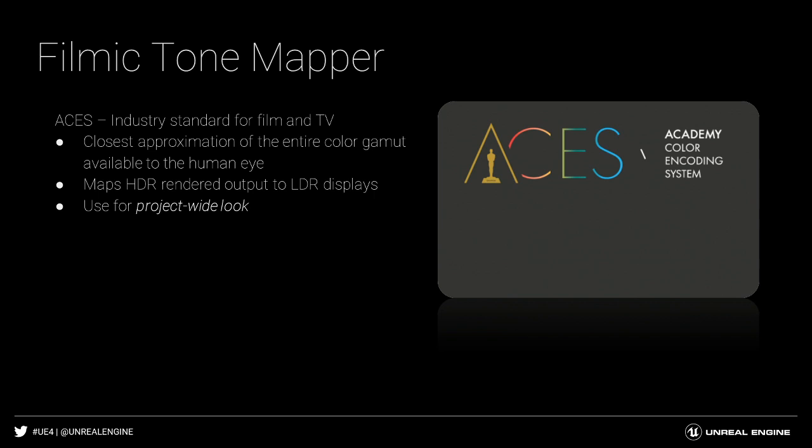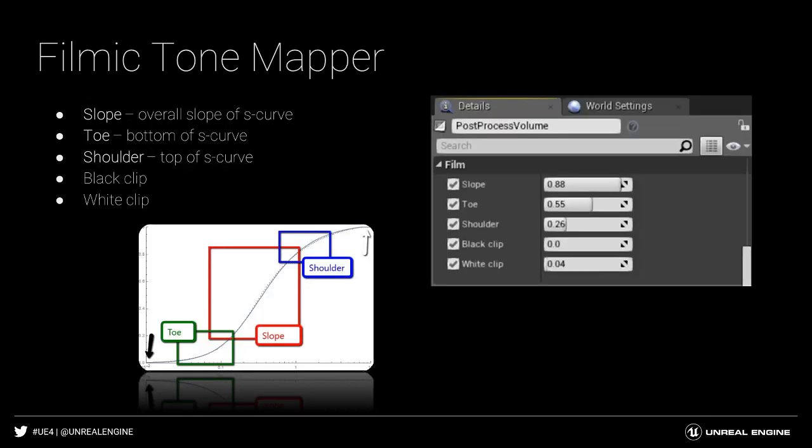You should use the Filmic Tone Mapper for your project-wide look. So once you've set it for the entire project, you shouldn't have to change it again. This is like setting a film stock for a movie. The Tone Mapper in Unreal is essentially an S-curve, which you can see on the screen here. And the S-curve has several parts that you can adjust inside of the post-process volume.